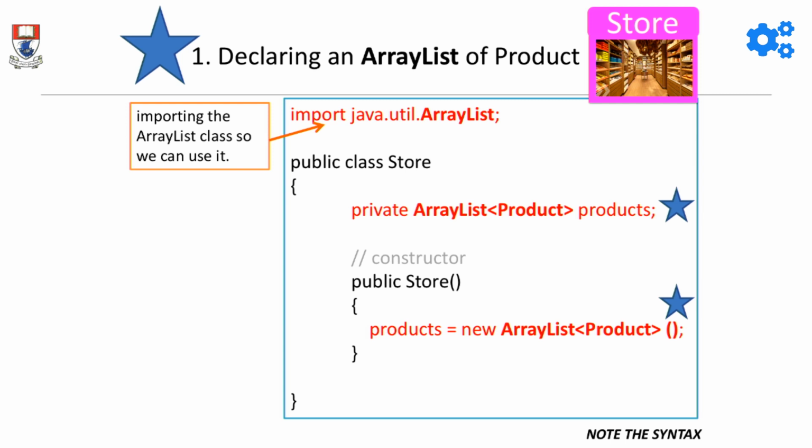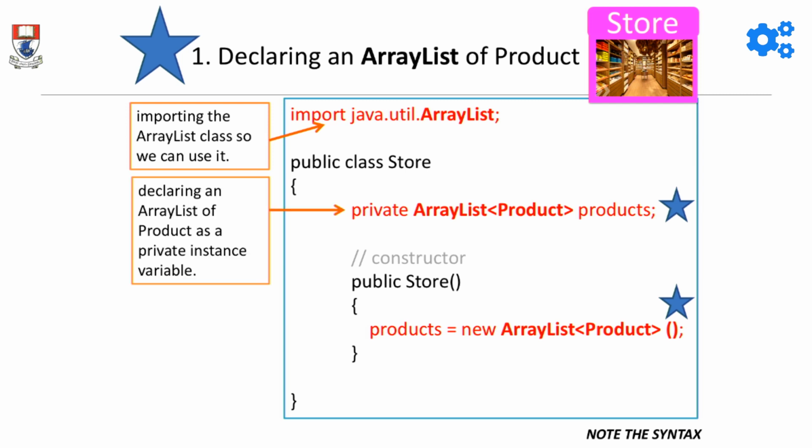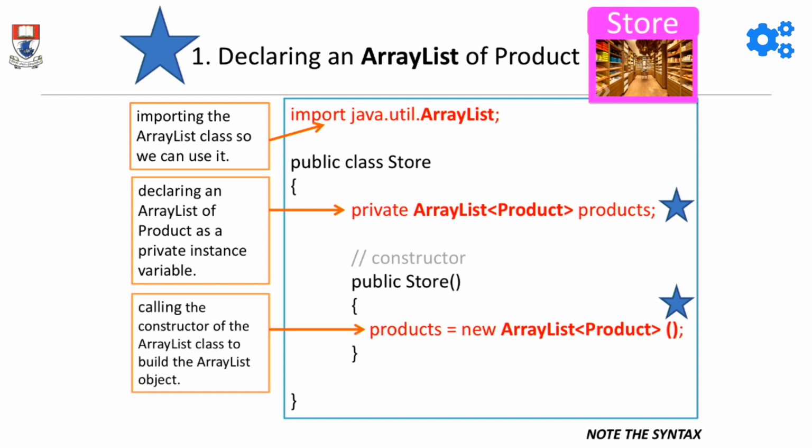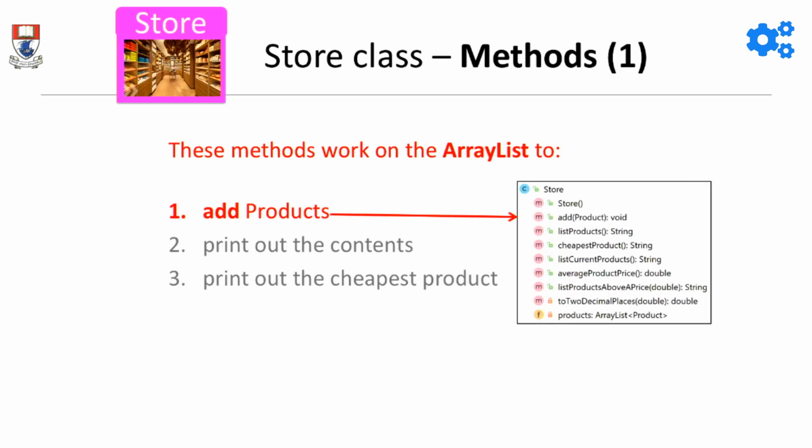So this is how we import the ArrayList class so we can use it. This declares an array list of product as a private instance variable, and this is calling the constructor of the ArrayList class to build the ArrayList object. Okay, so these methods work on the ArrayList to add products, print out contents, and print out the cheapest product. So let's take a look at these three methods. The first one is add product.